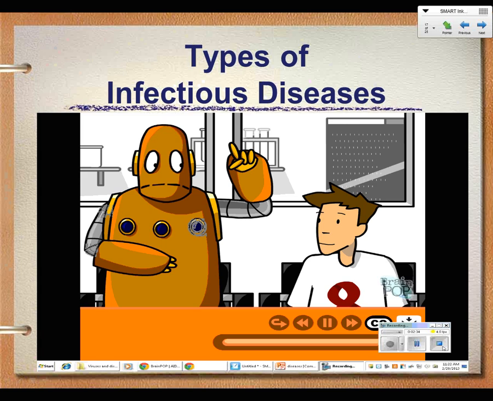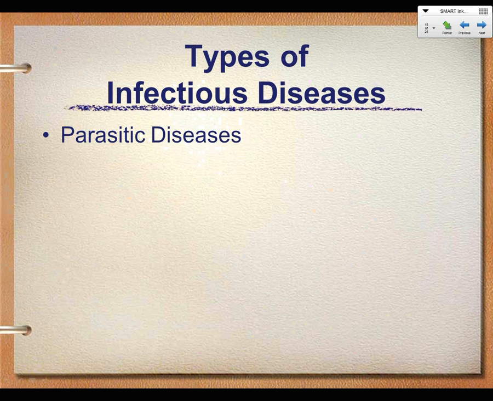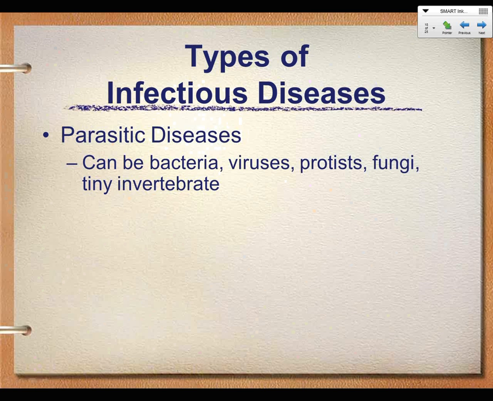Another type of infectious disease would be parasitic disease. Obviously, this would be a disease where there's parasites. Now, parasitic diseases could fall under the category of bacterial and viral diseases. They're also caused by protists and fungi and even tiny invertebrates, meaning tiny organisms that do not have a vertebrae, a backbone, like the worms, tapeworm.